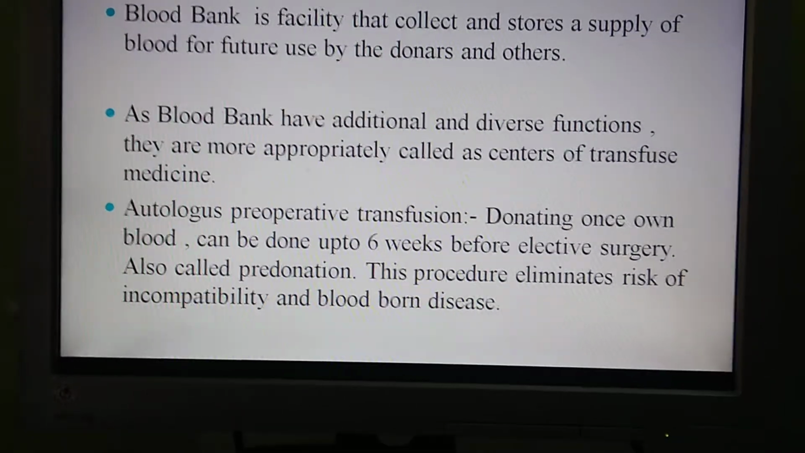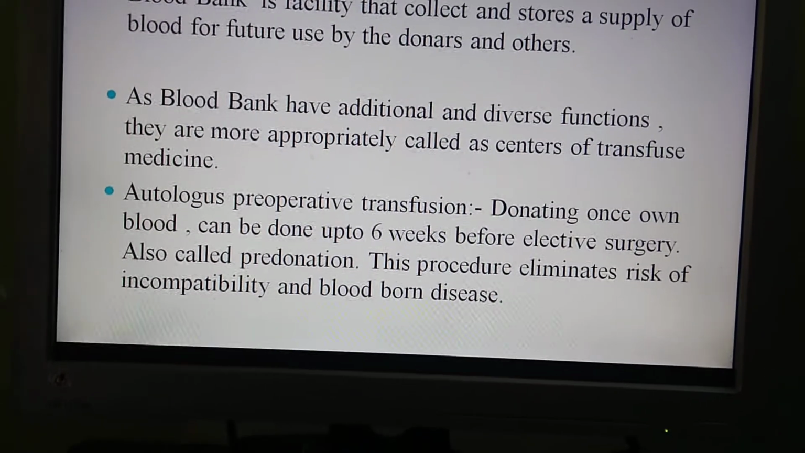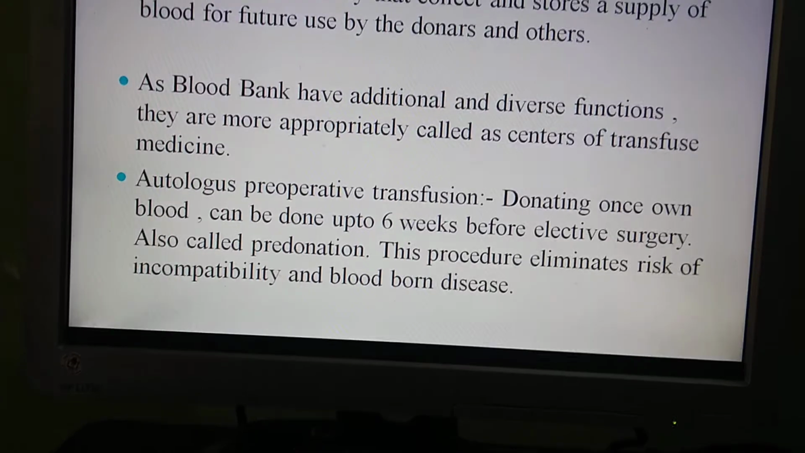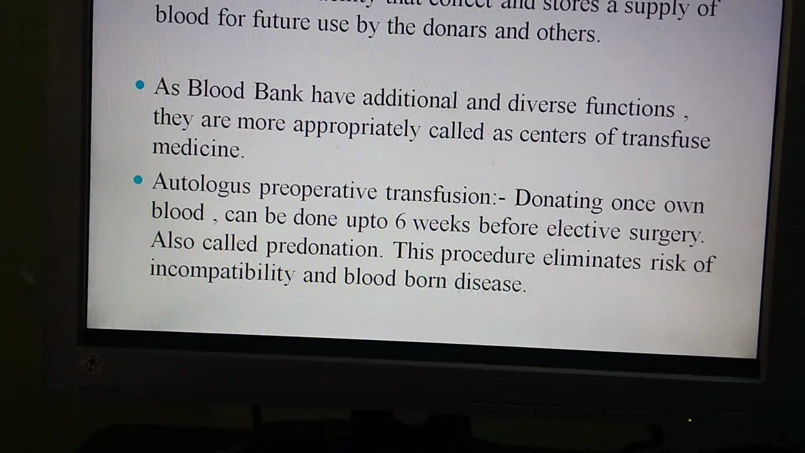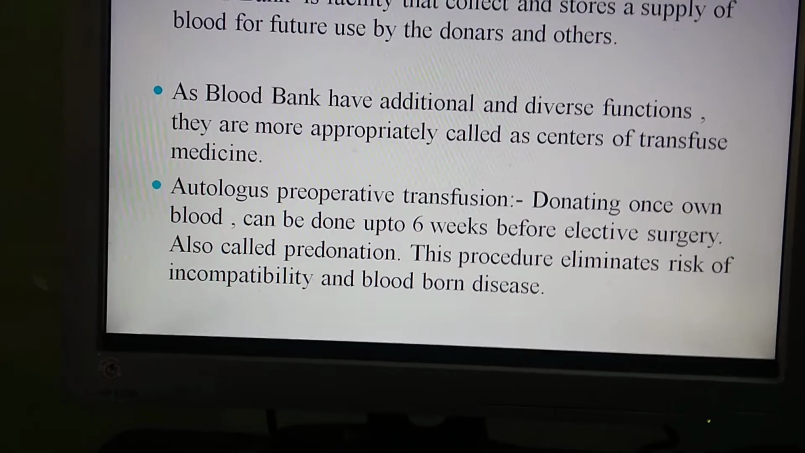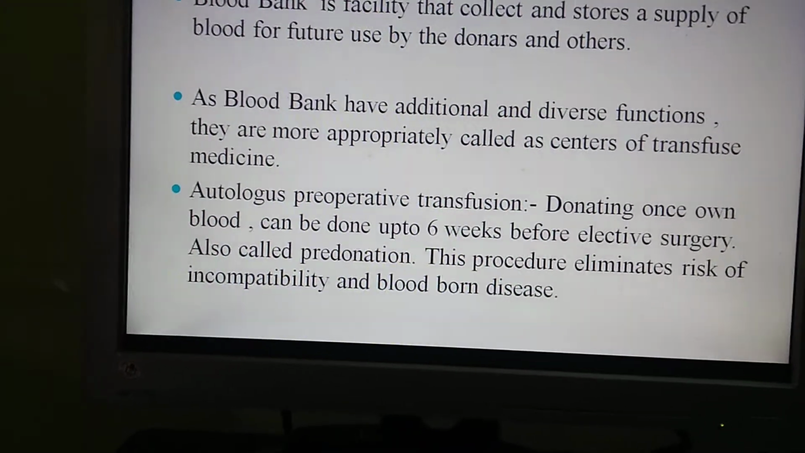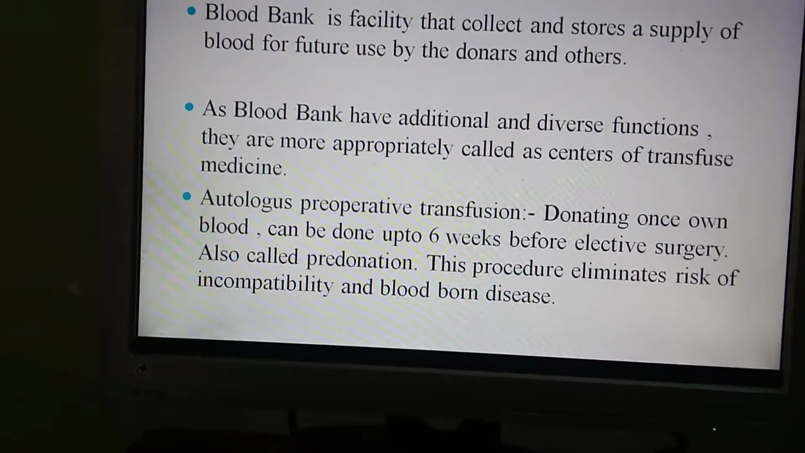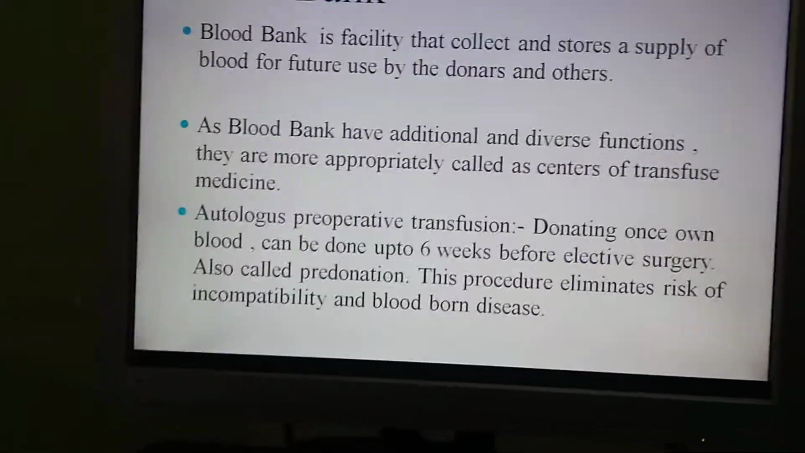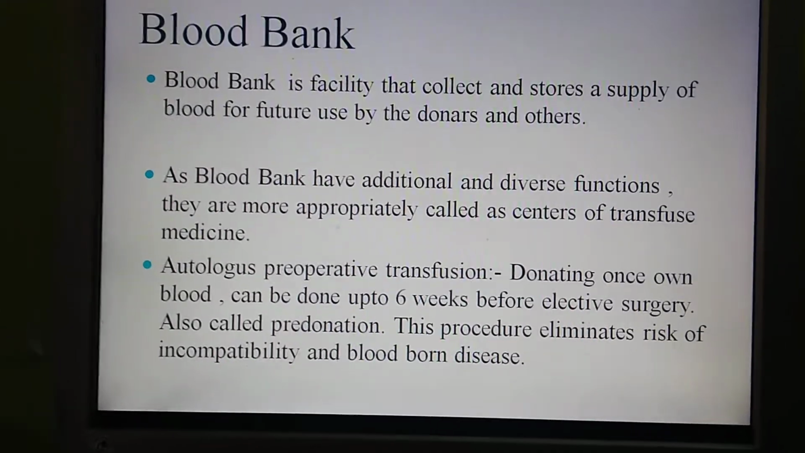Some terms: autologous preoperative transfusion. Donating one's own blood can be done up to 6 weeks before elective surgery, also called pre-donation. This procedure eliminates the risk of incompatibility and blood-borne disease. Try to understand this autologous preoperative transfusion.